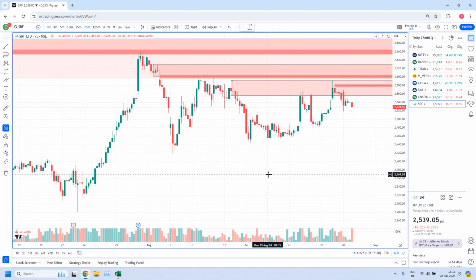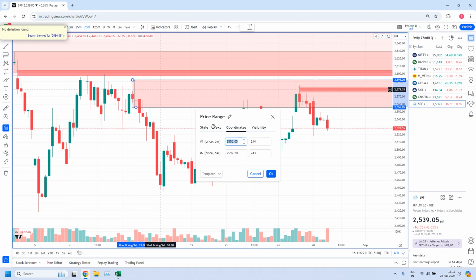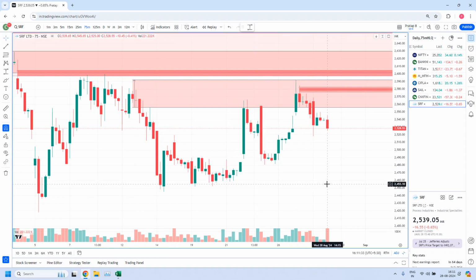I have drawn up to this area, 2592.20. Okay, this is about how we fine-tune the remaining zones, and we got only one trade today, a sale. That is a successful trade and achieved 1:3 RR, 1:3.5 RR.